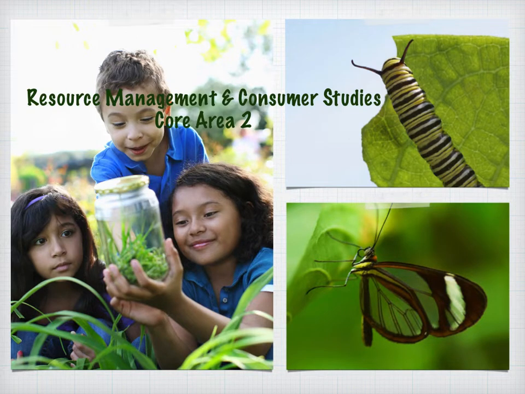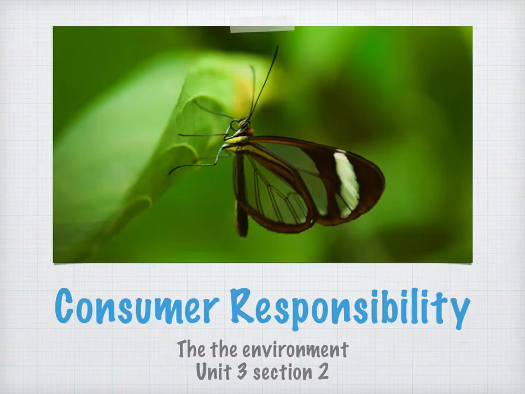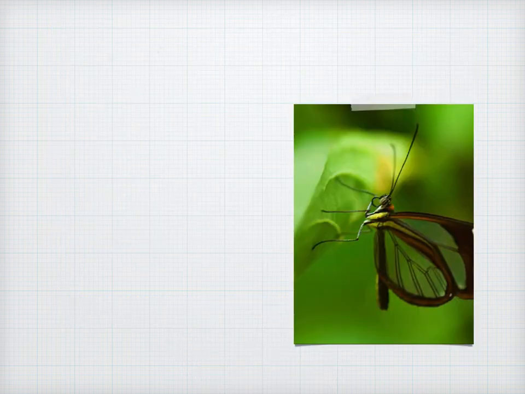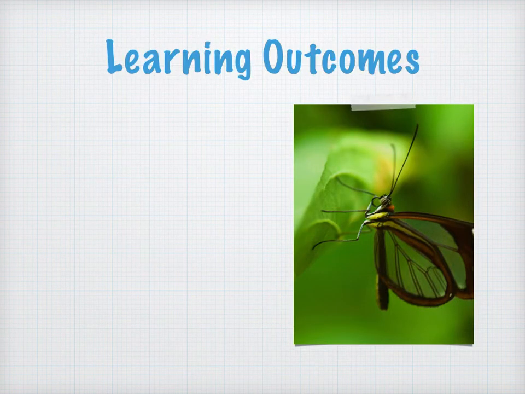Resource Management and Consumer Studies Core Area 2. Consumer Responsibilities, we look at the environment. It's Unit 3, Section 2. The learning outcomes for this unit.